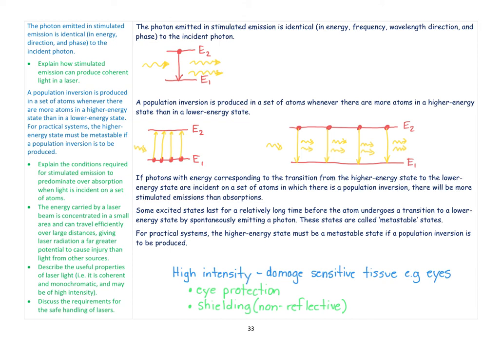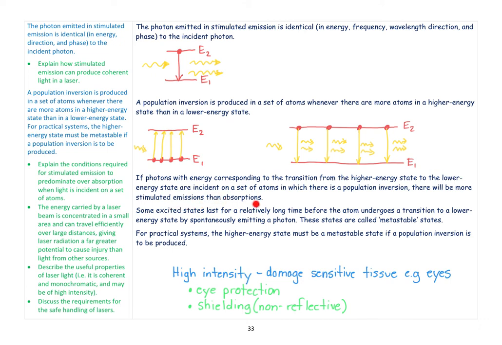If you like, the emitted photon will be identical in terms of frequency, wavelength, direction, phase relationship to the incident photon that comes in. So, we know about stimulated emission. We know what a population inversion is, more in the excited state. How do we create a situation where we have this population inversion?